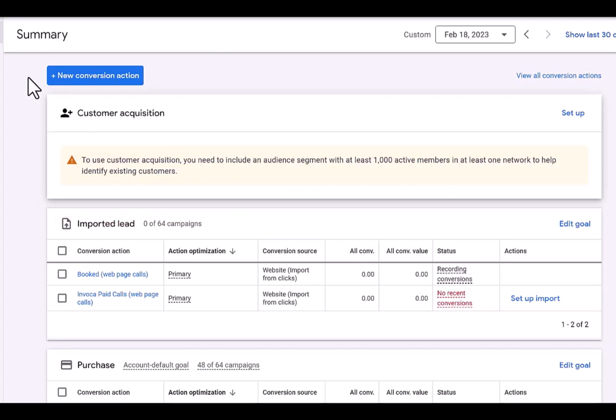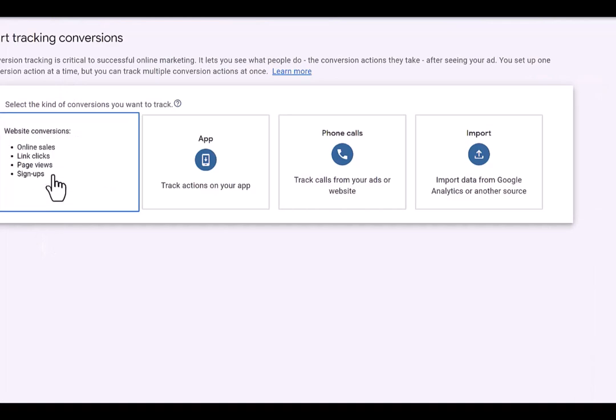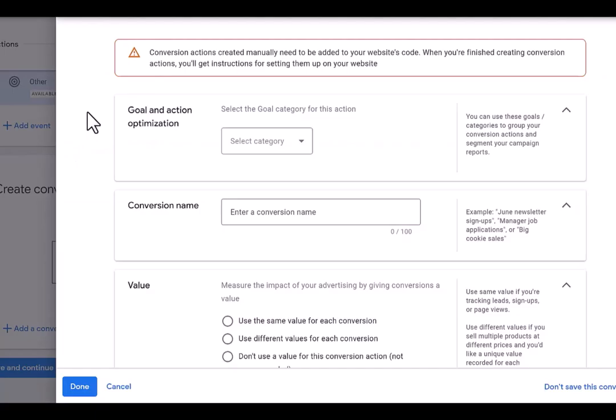To use Target CPA and Target ROAS bidding, you need to set up conversion tracking in your Google Ads account. The reason is that based on the historical data of conversions that you receive, Google's algorithms can optimize your bids.